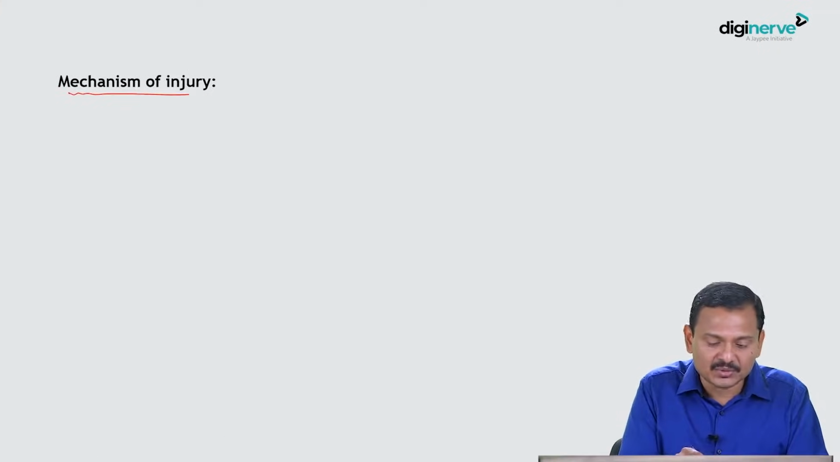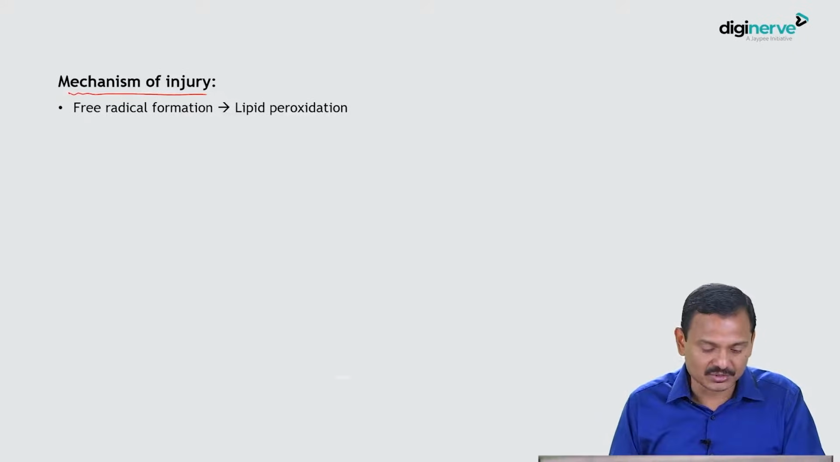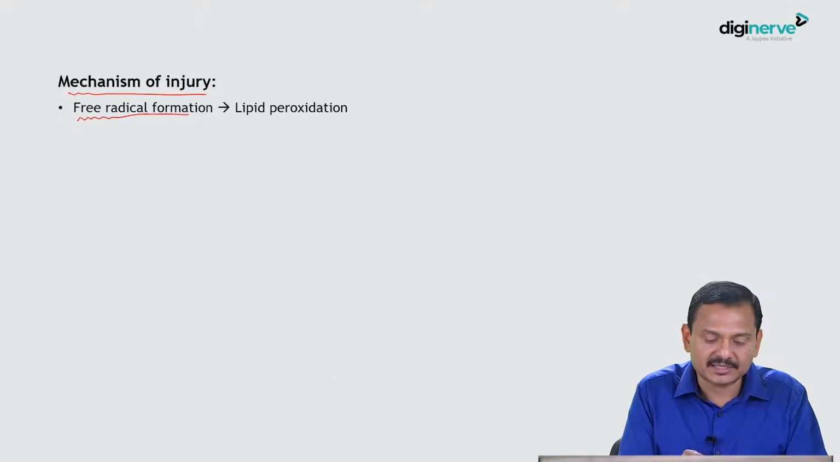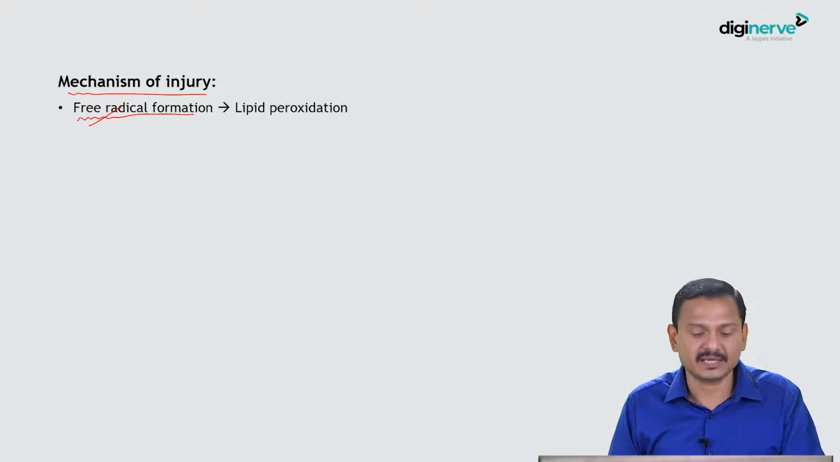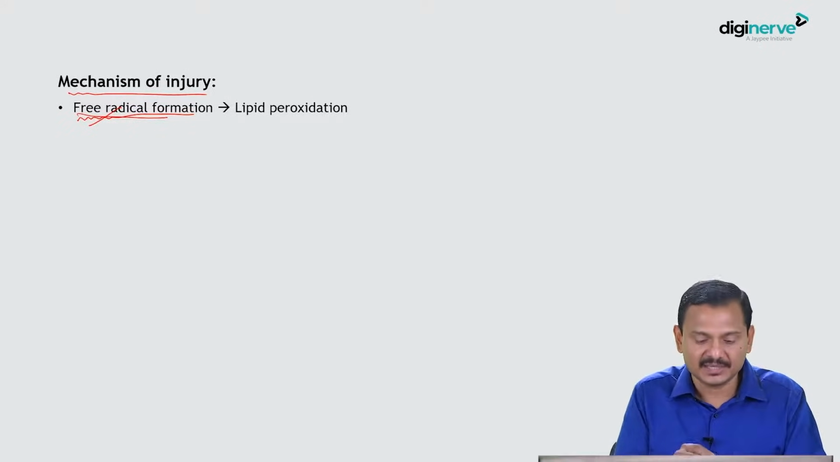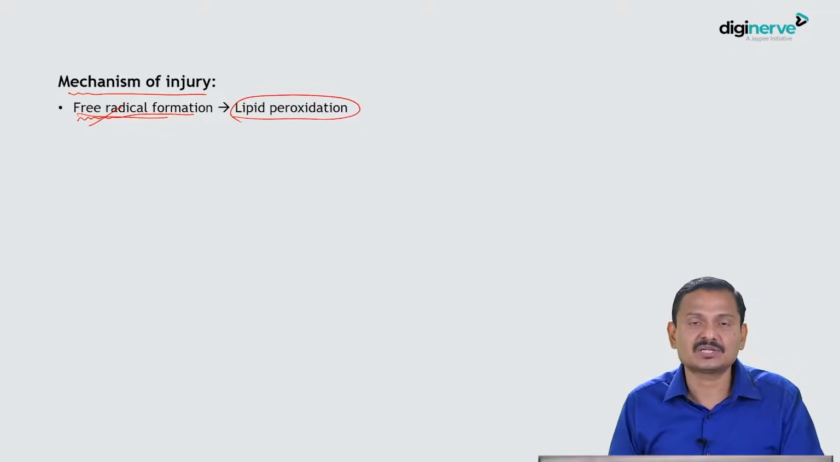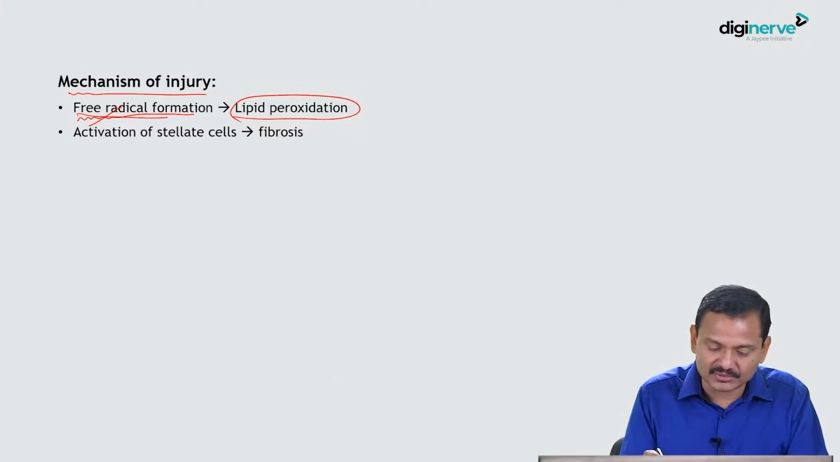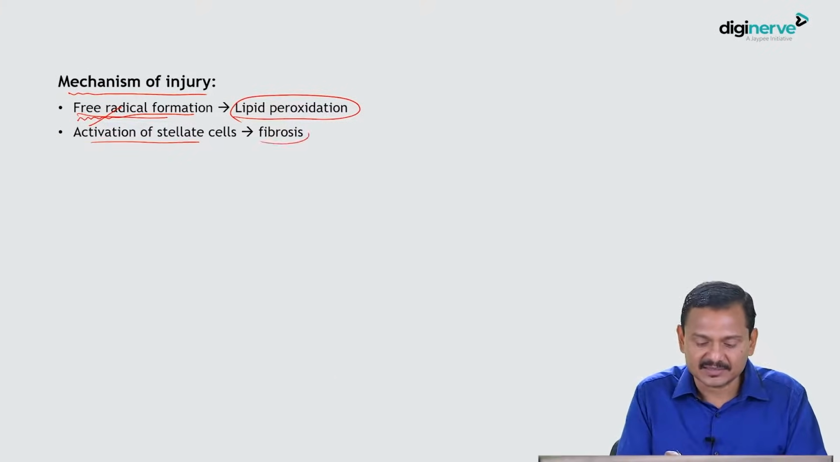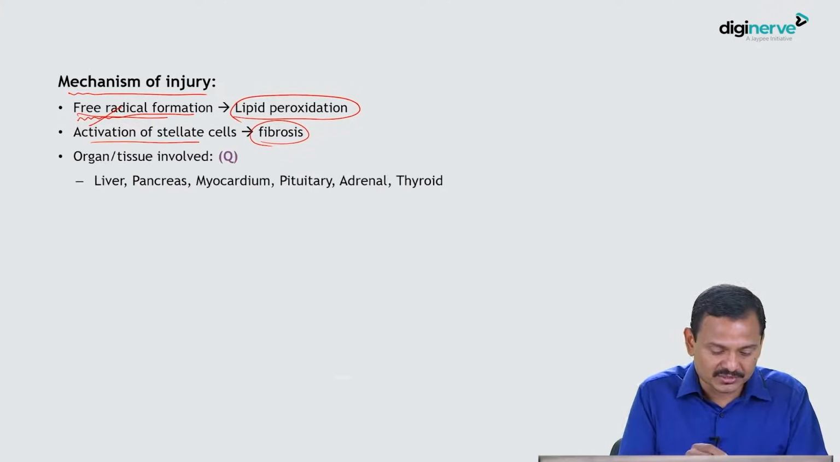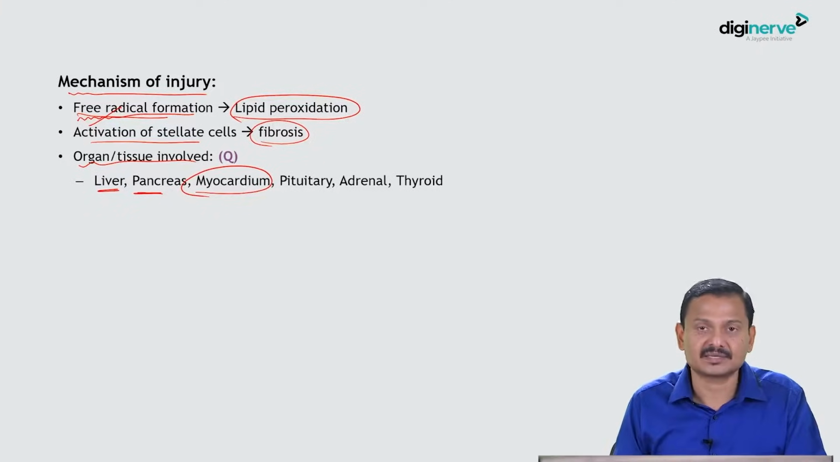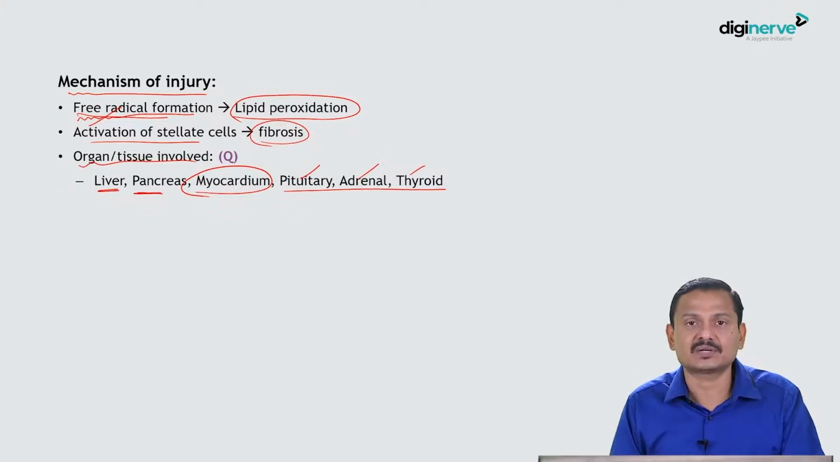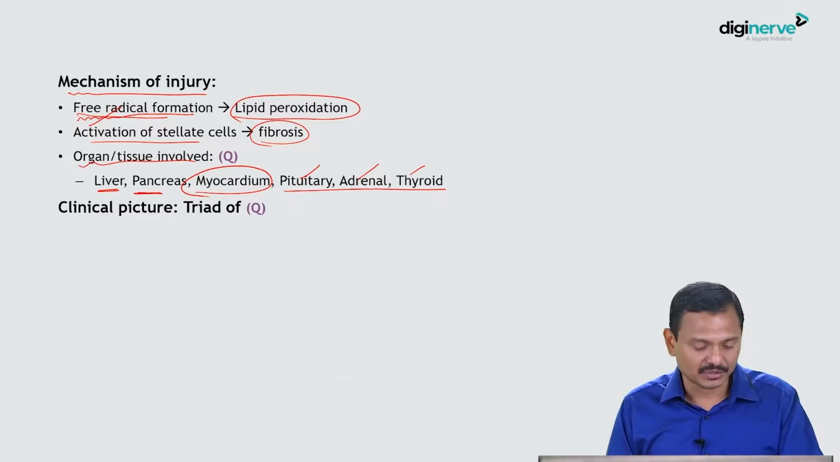Now we will take a look at what is the mechanism of injury in case of hemochromatosis. Again, here the most important is free radical injury or free radical formation, and that leads to lipid peroxidation, and this lipid peroxidation will release a lot of cytokines. Those cytokines will activate the stellate cells, and the stellate cells will lead to fibrosis. So which are the organs involved? Most common is liver, pancreas and heart, that is myocardium, as well as many endocrine organs, pituitary, adrenal, thyroid. So all these endocrine organs can also have deposits of iron.